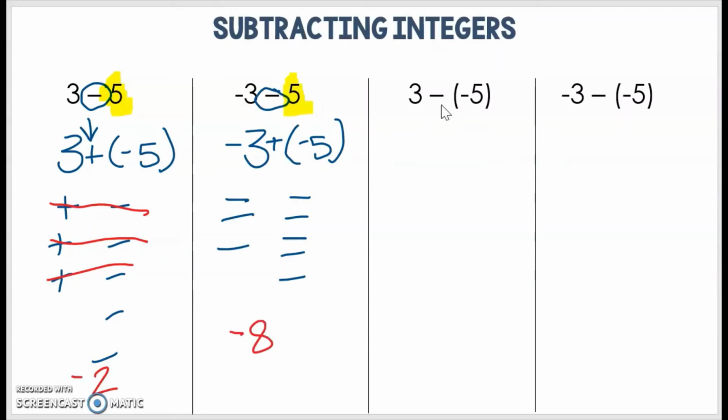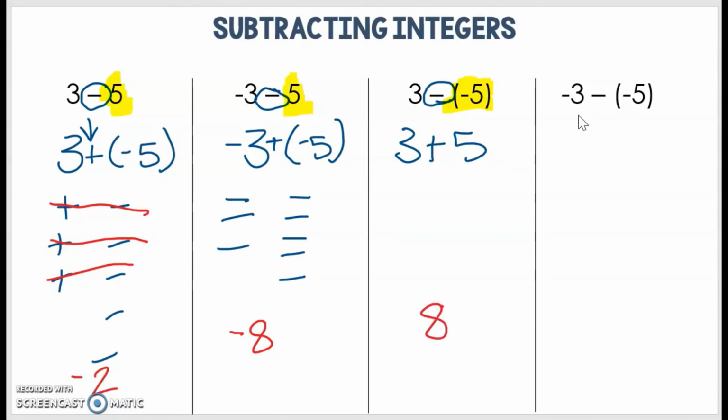Next one, 3 minus a -5. So I have 3. I'm going to add the opposite of this number right here. So I'm going to add the opposite of -5, which is 5. And 3 plus 5, I can do the charge model, but we know that is 8.